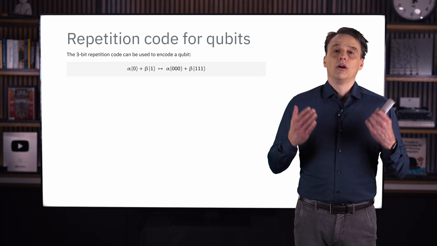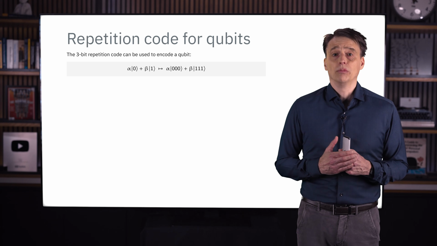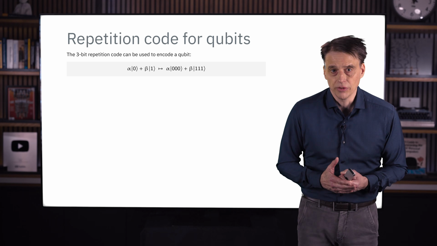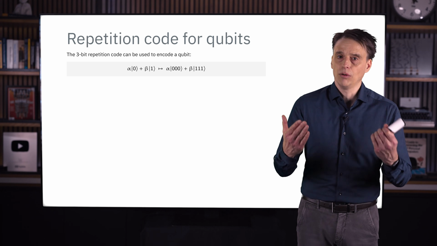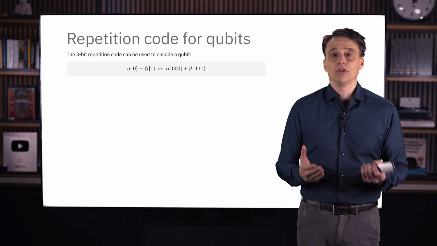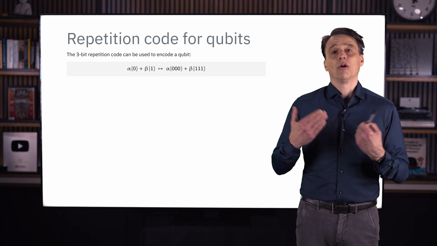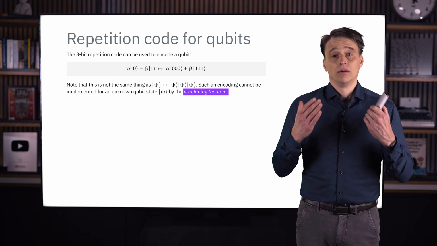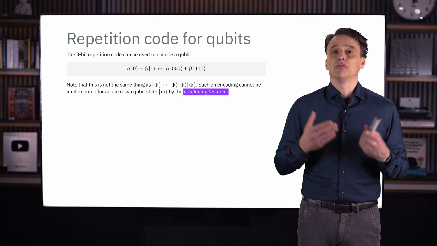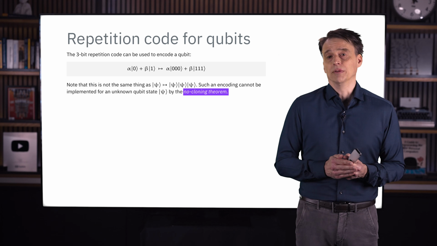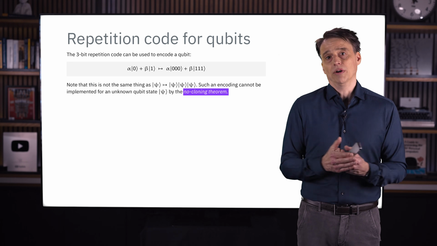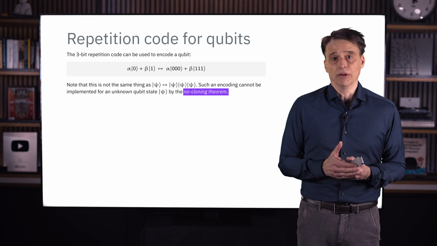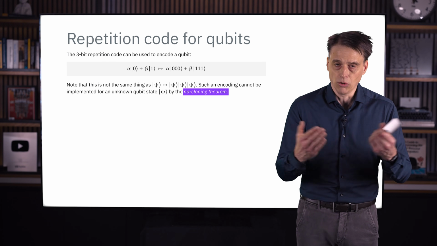First, to be clear, when we refer to the 3-bit repetition code being used for qubits, what we have in mind is an encoding of a qubit as is shown on the screen, where alpha 0 plus beta 1 is encoded as alpha 000 plus beta 111, or in other words, the standard basis state is repeated 3 times. Notice in particular that this is not the same thing as repeating the quantum state 3 times, as in a given quantum state psi being encoded as psi tensor psi tensor psi, which is not an encoding that we would be able to implement for an unknown quantum state psi by the no-cloning theorem.